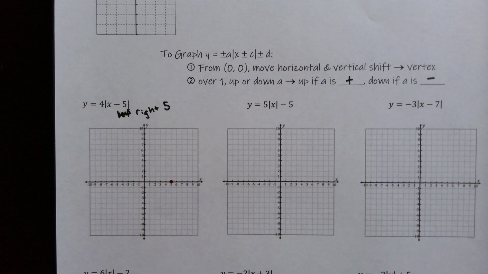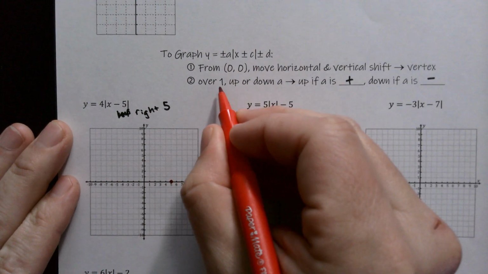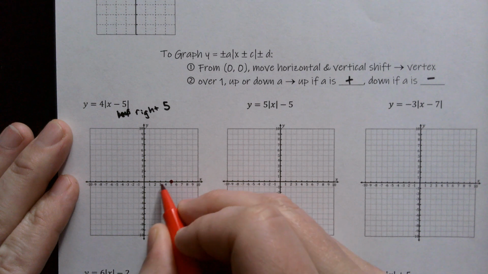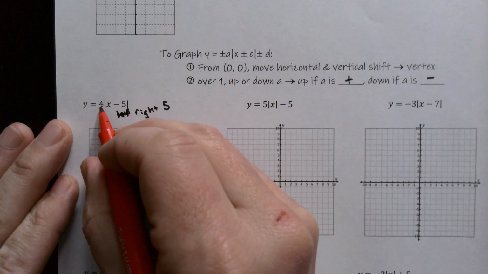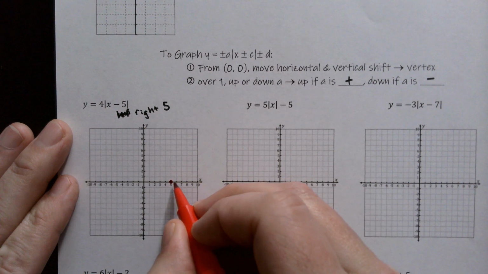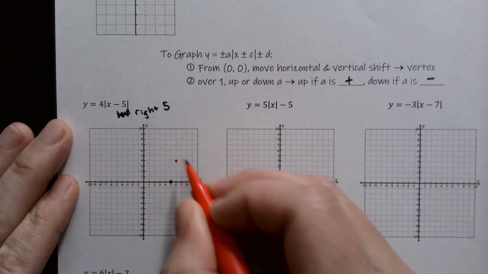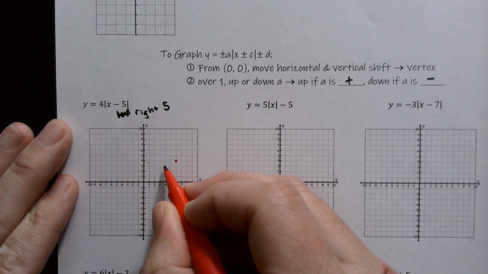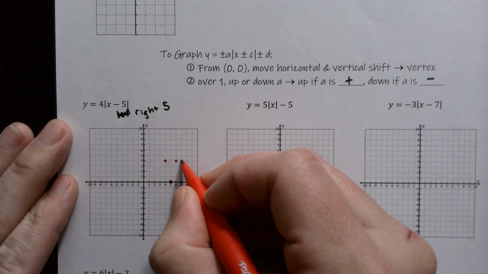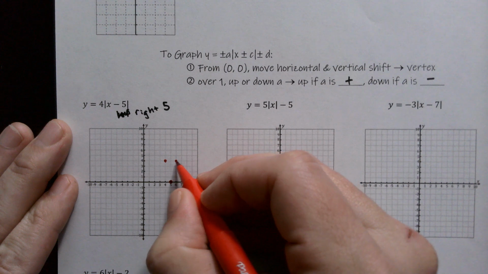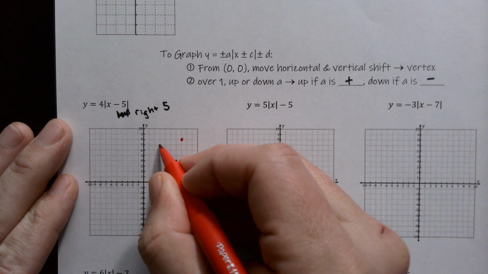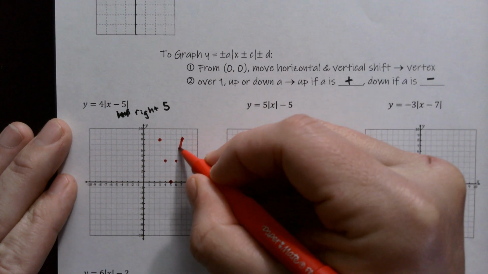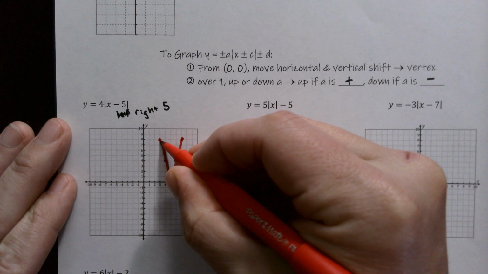Then we move over 1, following these instructions, in both directions. And since our A is 4, that's positive, so we're going to move up 4. So over 1, up 4: 1, 2, 3, 4. Over 1, up 4: 1, 2, 3, 4. We can do it again. It's kind of like the slope of a linear function. Over 1 and 1, 2, 3, 4. And that gives you your absolute value function.